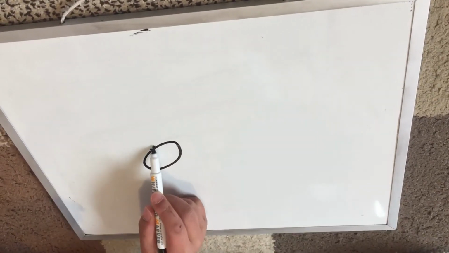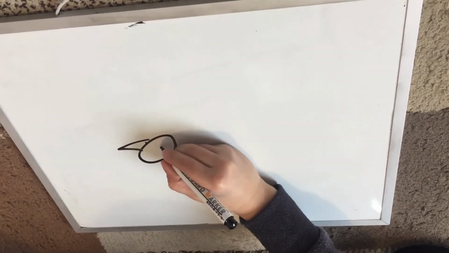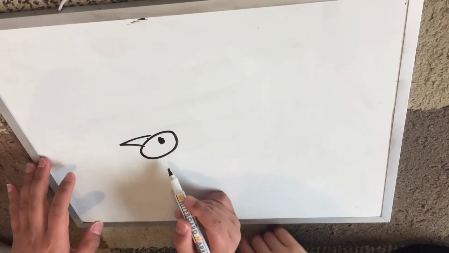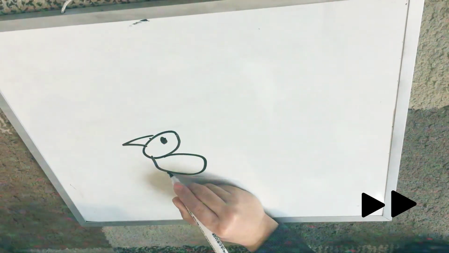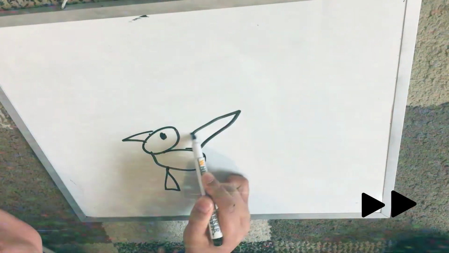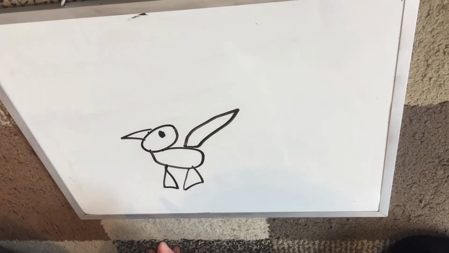It's a triangle. It's a circle. It's a circle. When the timer stops, the other teams have to guess what it is. Triangle. Is it a bird? Yes.